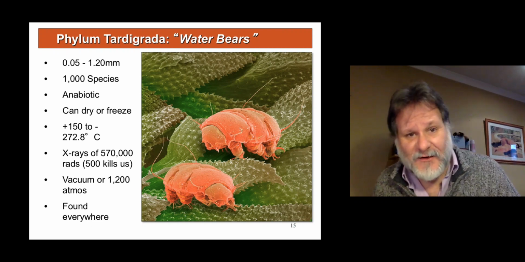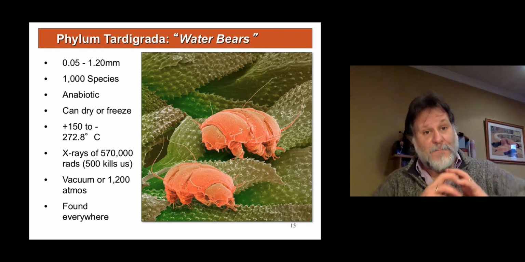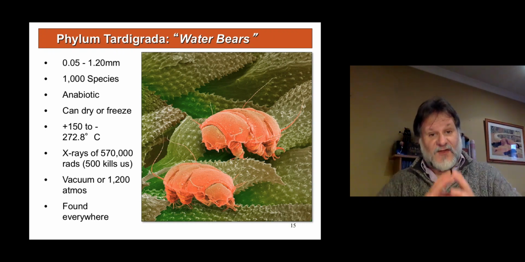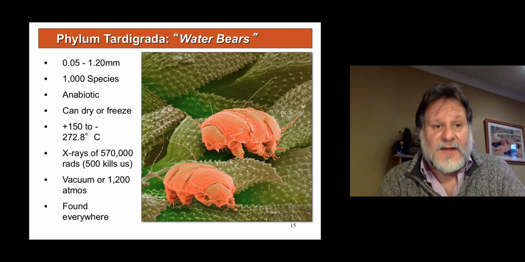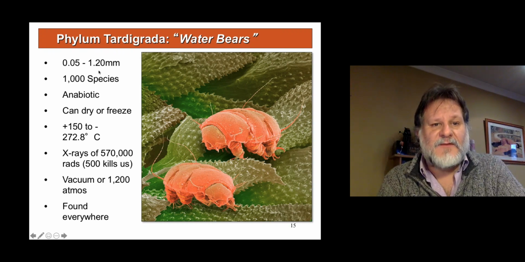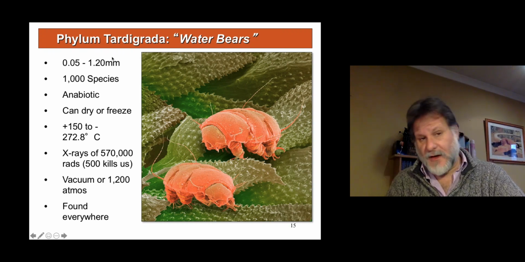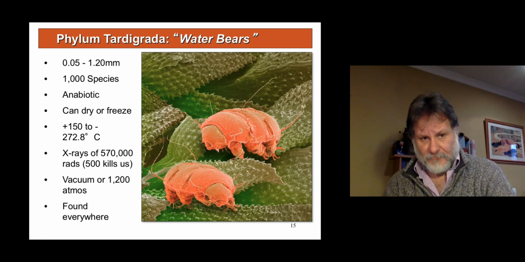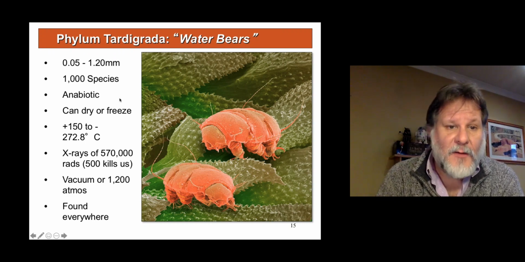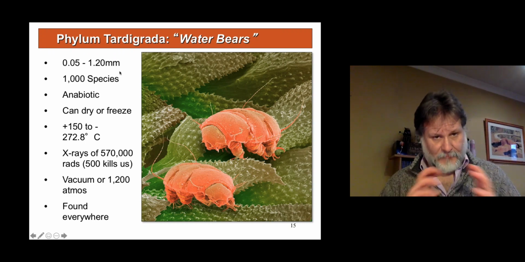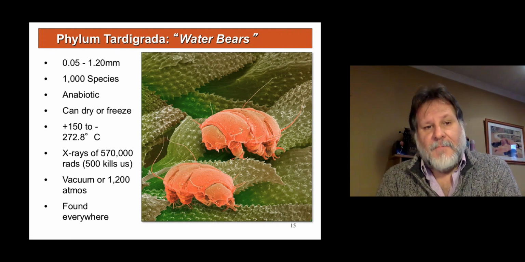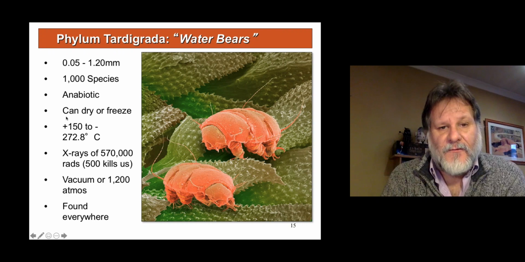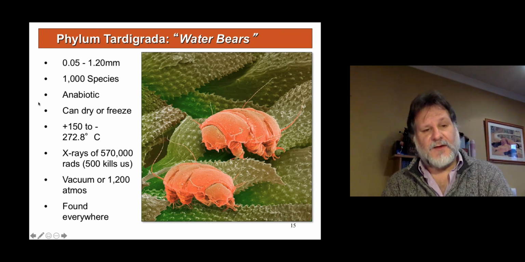They are amazingly clever organisms. They have an amazing ability to withstand all sorts of things that would kill most things. So they're tiny, between 0.05 and, for the very biggest, about 1.5 millimeters in size, about 1,000 species. They can go into stasis, into suspended animation. You can dry them or freeze them, and they seem resistant.